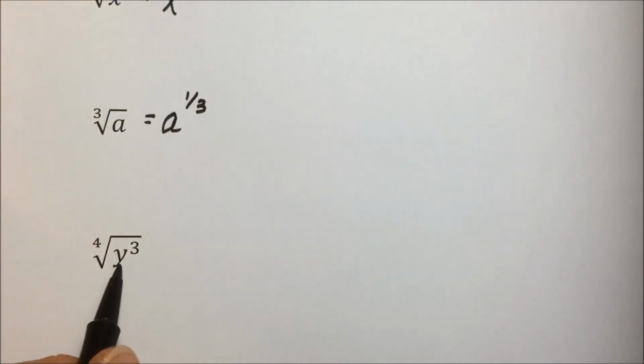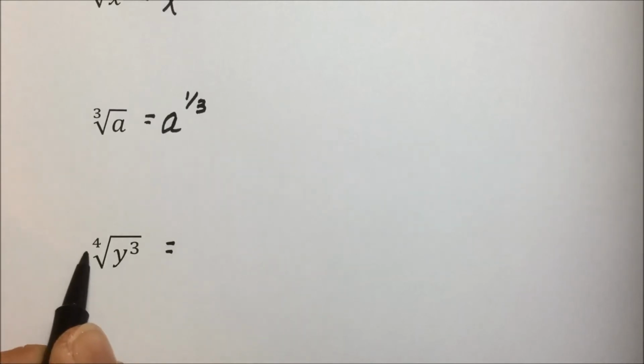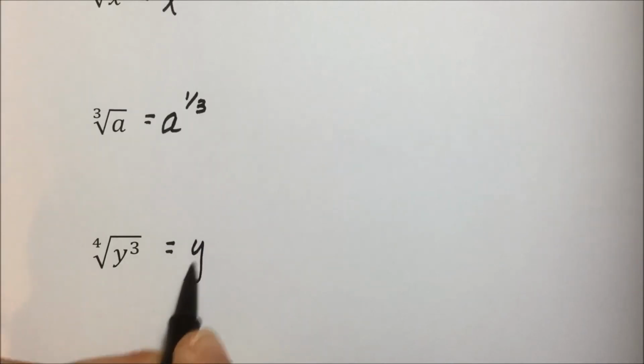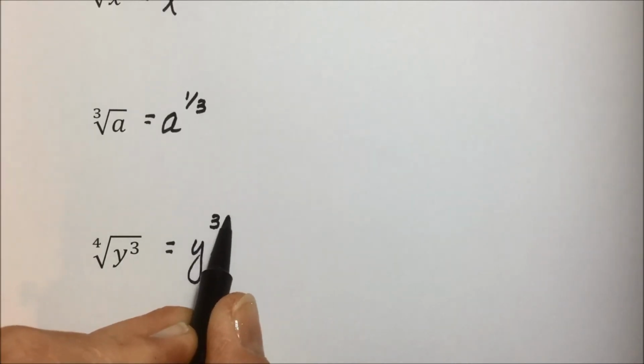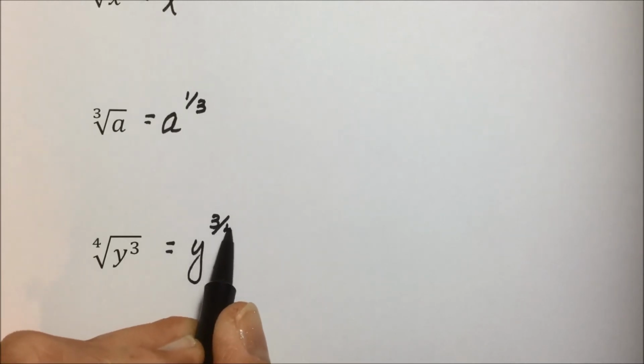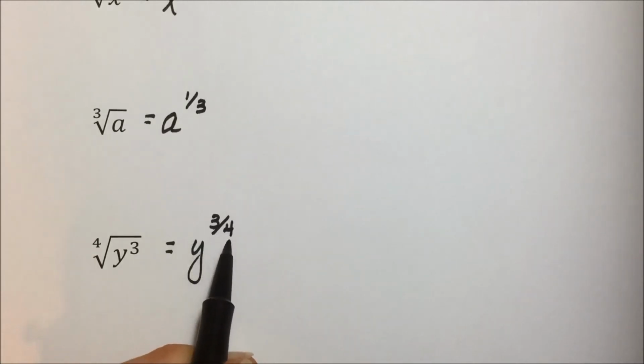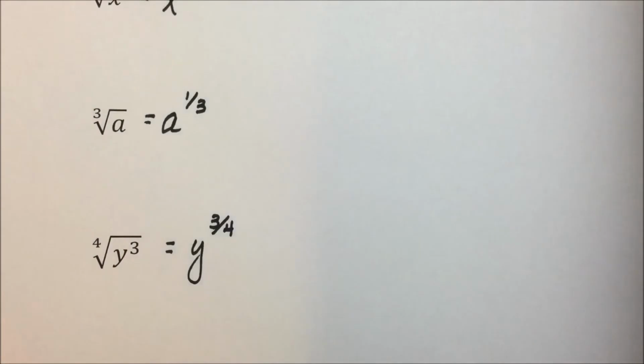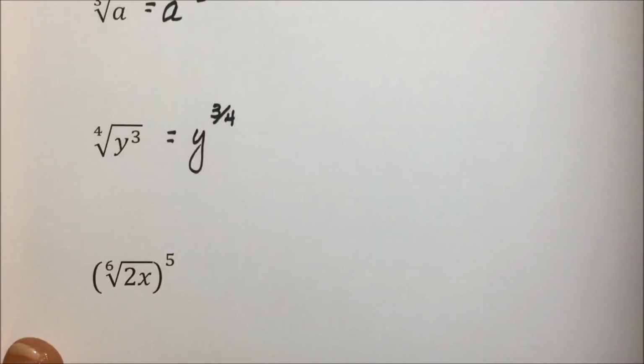Next, we have the 4th root of y to the 3rd. The index becomes the denominator of the power, so this would be y to the 3/4, where that denominator is the index of the radical.